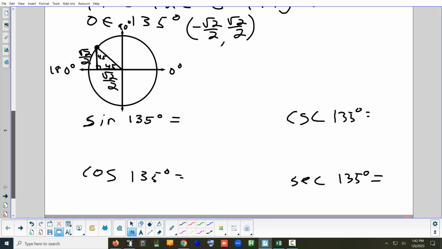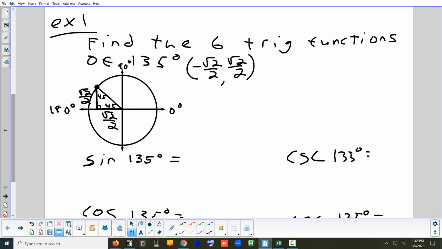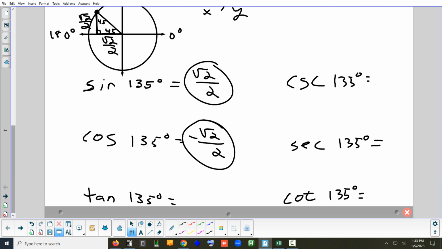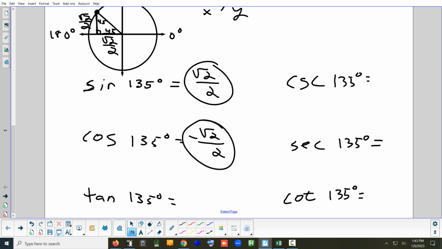Okay, so Dominic, what letter is my sine? What's the formula? Sine is my y, and what's my y here? Square root of 2 over 2. Yep, it's the positive one. Okay, so there's the sine. Kiana, what's my formula for cosine? It's the x. Yep. And what's the x in this case? Yep, negative square root 2 over 2. Austin, what's my formula for tangent?